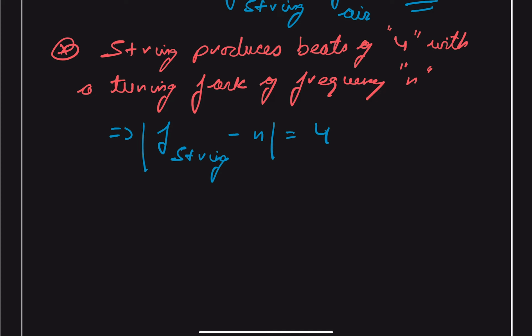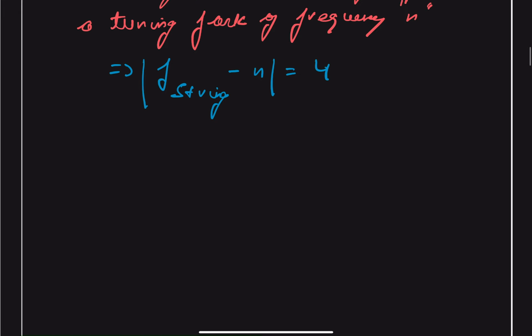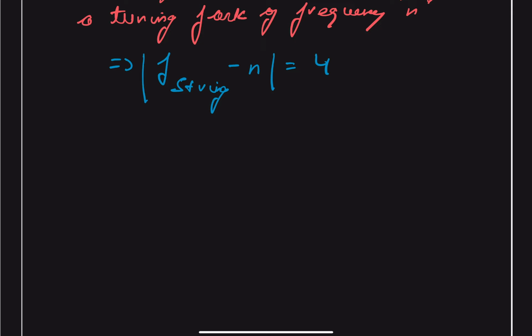Okay, let's solve this first of all, then we can come to the later part in which it is mentioned that the tension of the string is increased, and because of this the beats reduce. So let us call this the initial condition.